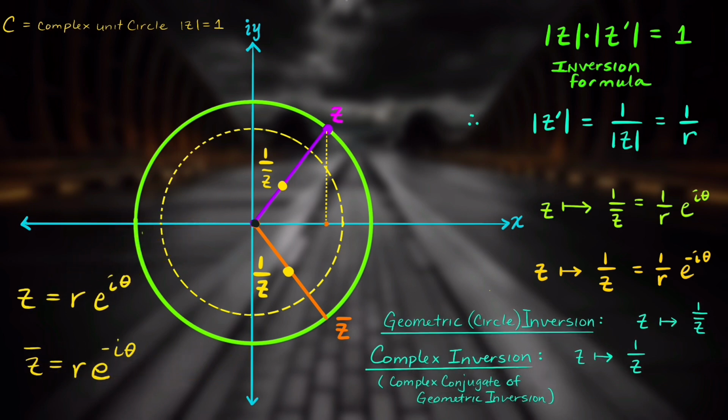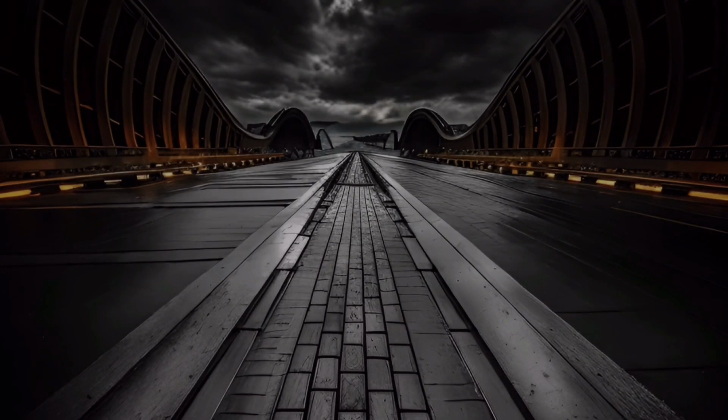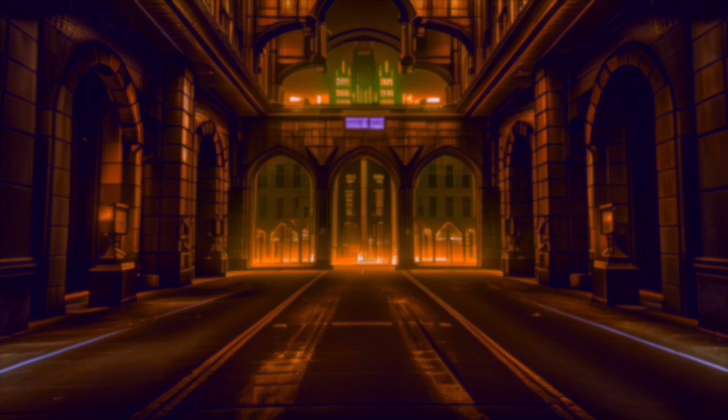So, the mapping Z going to 1 over Z bar would be referred to as a geometric inversion because it is aligned with the Z, and its conjugate is known as complex inversion. What we will come to see is that if we want to preserve the direction or orientation, we will need complex inversion instead of geometric inversion. More on that to come.